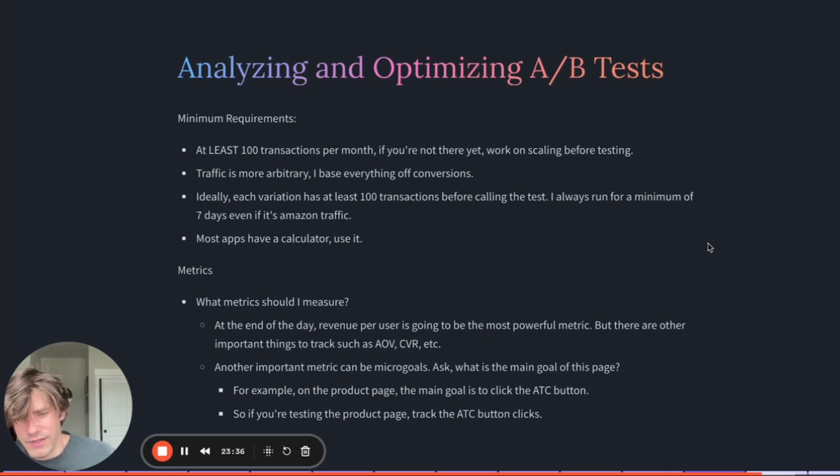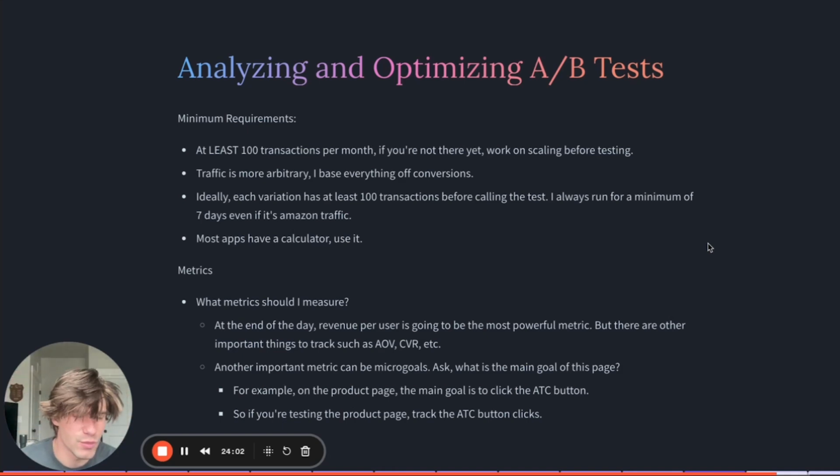Another important metric that I always track is micro goals. Basically, you want to ask yourself, what's the main goal of this page, right? For example, on the product page, the main goal is to get them to click the add to cart button. So if you're testing the product page, test the add to cart button clicks. Now, I know VWO and Convert both have built-in tools where you can use Google Tag Manager to actually tag certain buttons that you want to track for each variation. So it makes it pretty easy.